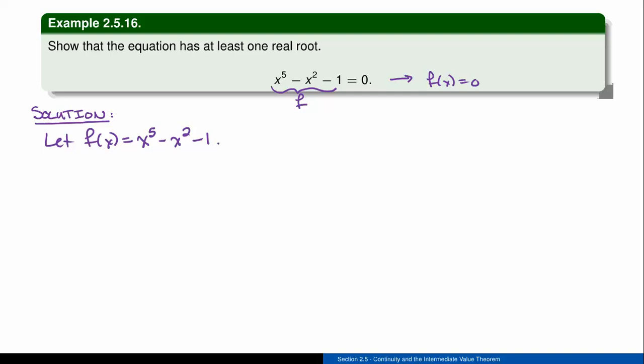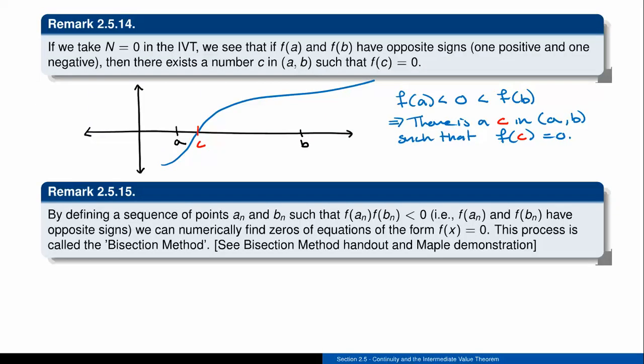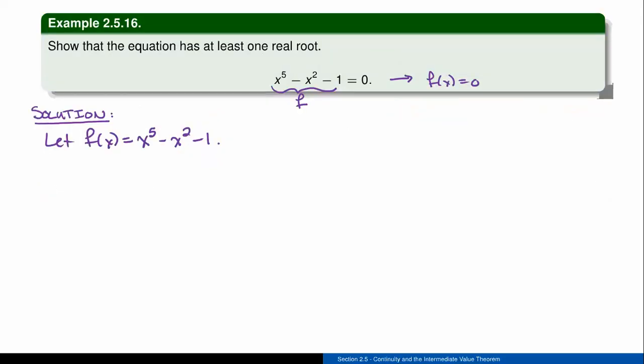What I need to do to use this corollary is find 2 points such that my function is going to kick out 2 different signs. I'm looking for a negative value and a positive value. Anytime you're working with one of these functions, the easiest point to plug in is 0, and that's where I'm going to start.